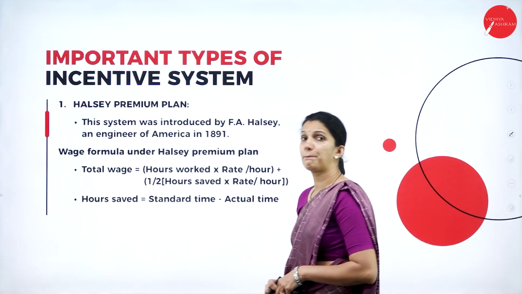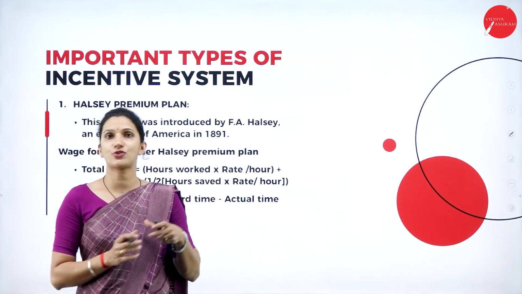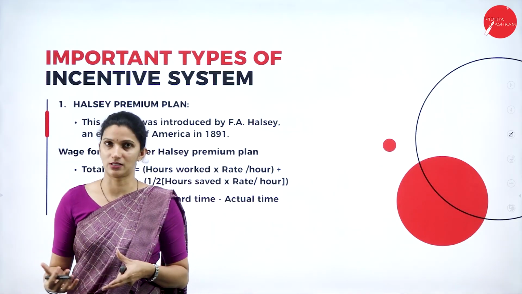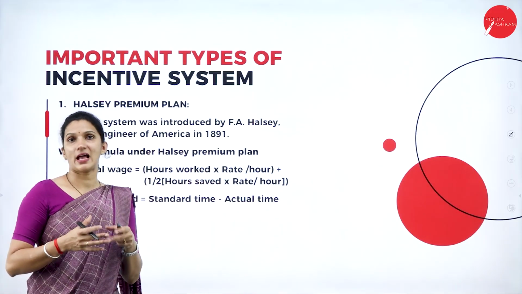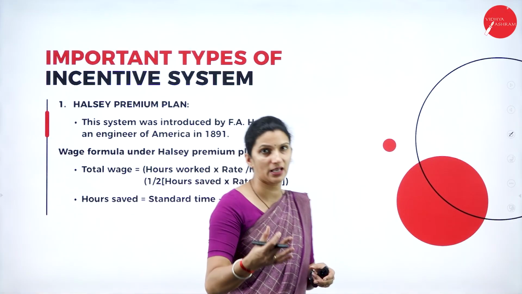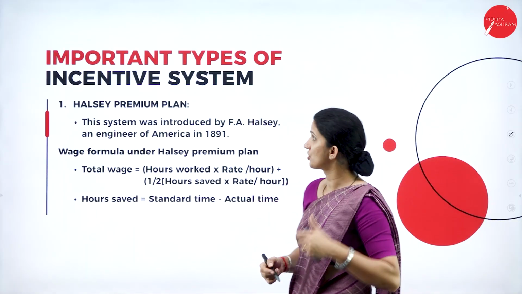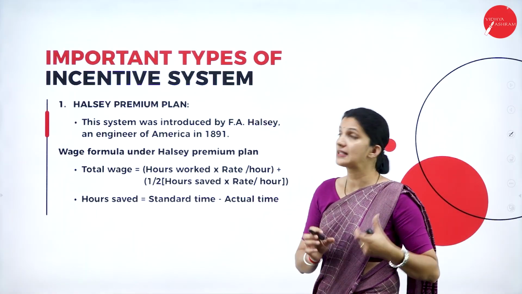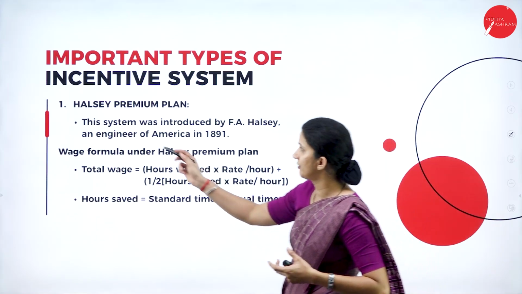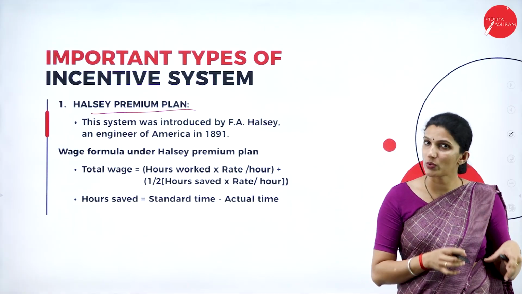Then we have the important incentive plans. Along with the payment of wages, certain incentives are given to the workers. How to calculate those incentives? There are certain methods that say how to calculate the incentives payable to the workers. There are 2 important types of incentive systems: one is Halsey's premium plan, and another is Rowan's plan.